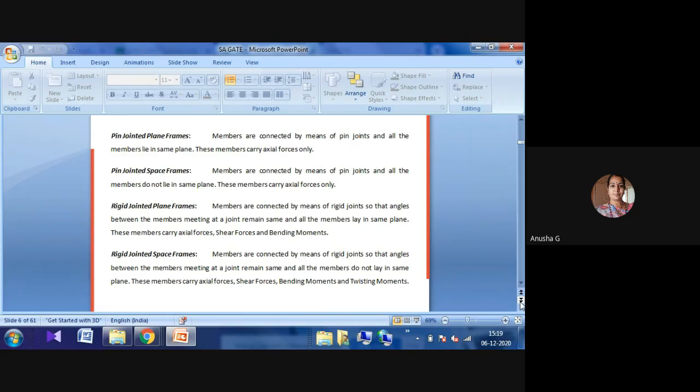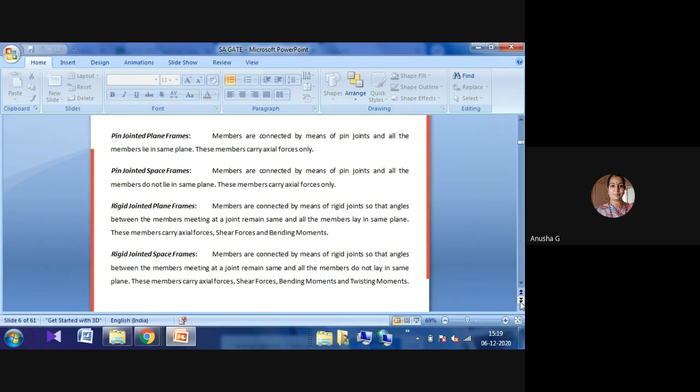In pin jointed space frames, the members are connected by means of pin joints, and all the members do not lie in the same plane. The members carry axial forces only here. That is the second type, the pin jointed space frame. And the third one is the rigid jointed plane frame.